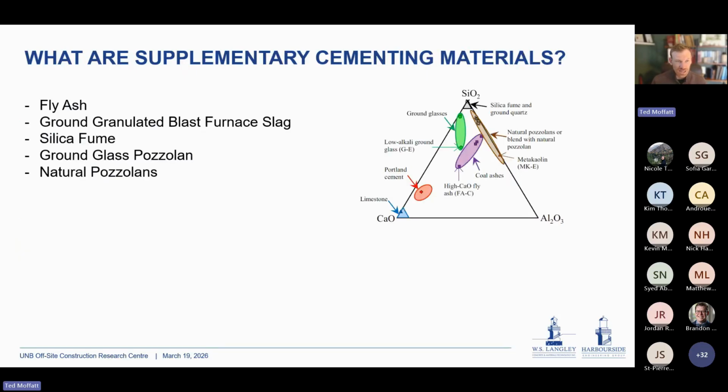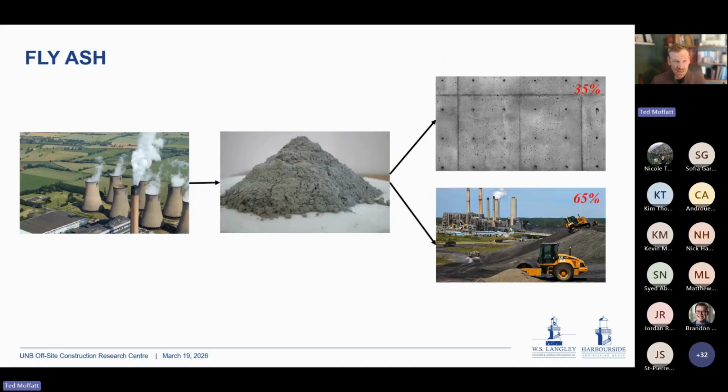Now, in addition to Portland limestone cement, we have supplementary cementing materials, which I mentioned. Obviously, all of them have different chemical compositions. The most widely used SCM here in Atlantic Canada is fly ash, a byproduct of coal combustion. Approximately 35% of fly ash is sold off for various industries, one of them being concrete construction. The other approximately 65% is landfilled.